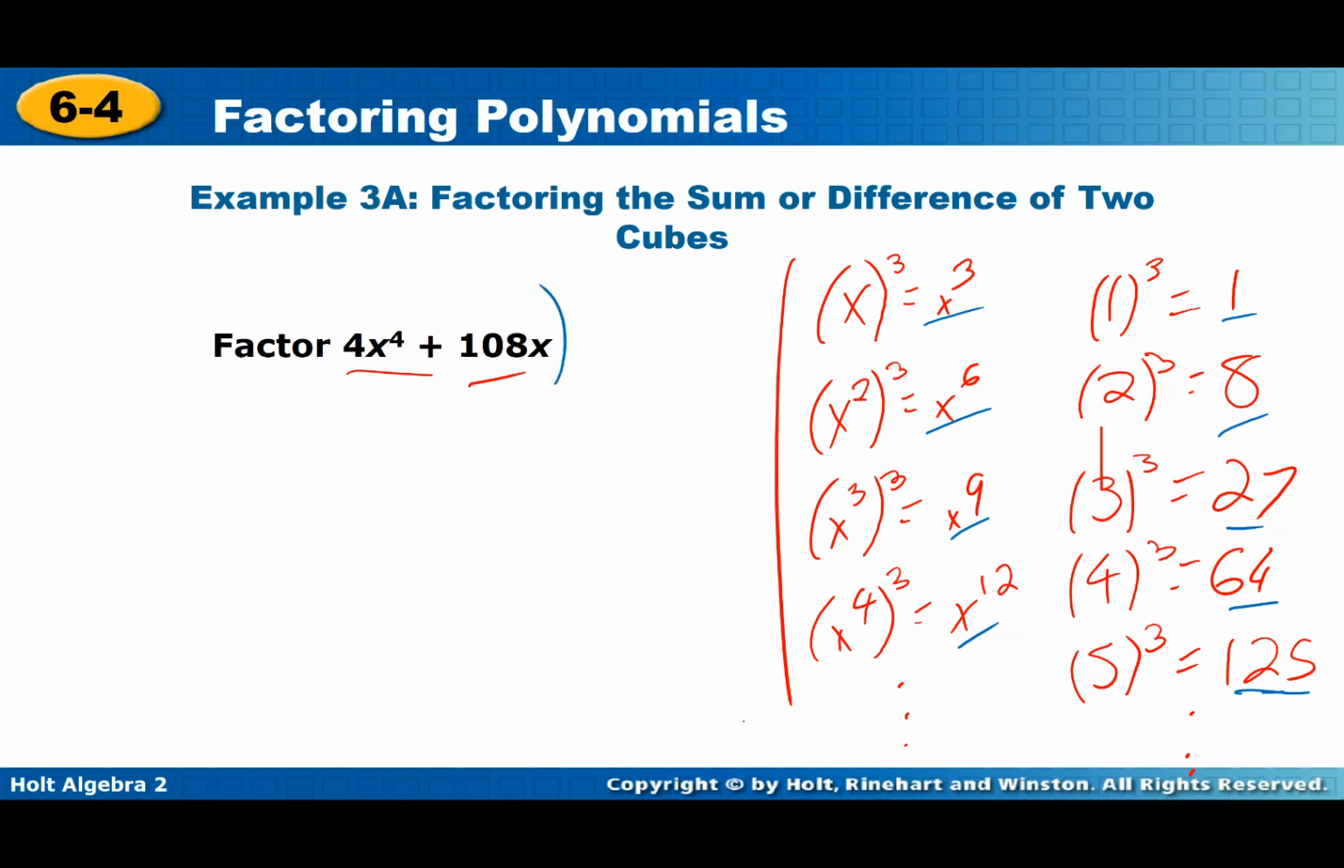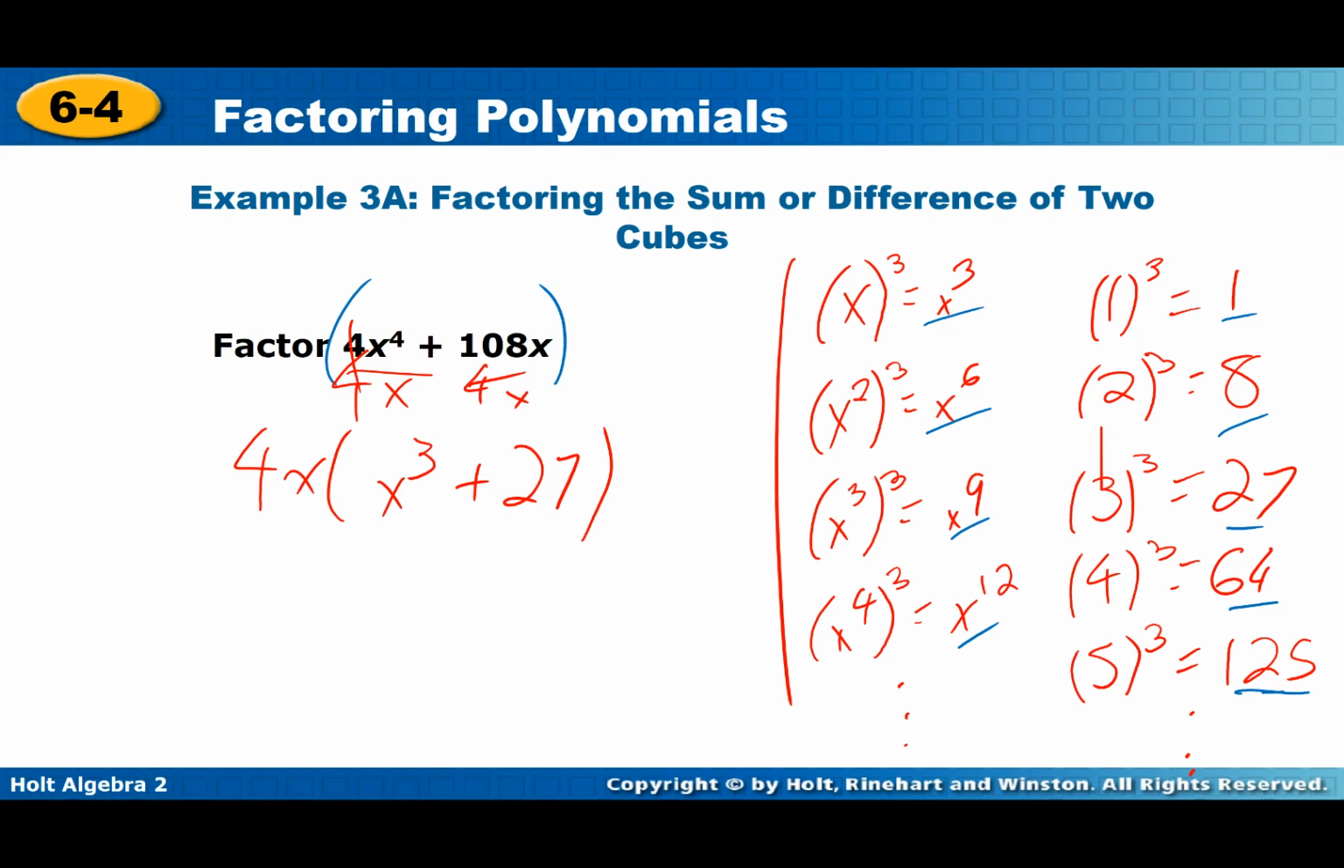That's because you need to factor this by GCF first. That has a factor of 4x. You could factor the 4x out of this and worry about that later. So factoring 4x out leaves you with x to the third plus 27. 108 divided by 4 is 27. So the 4x is factored out. Ignore that for now. It's still there. It's relevant.